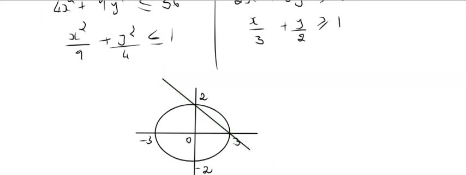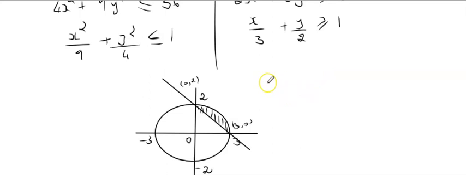Now when we graph the inequality, this will become the required region where we need to find the area. So the points of intersection are (3, 0) and (0, 2). All right.